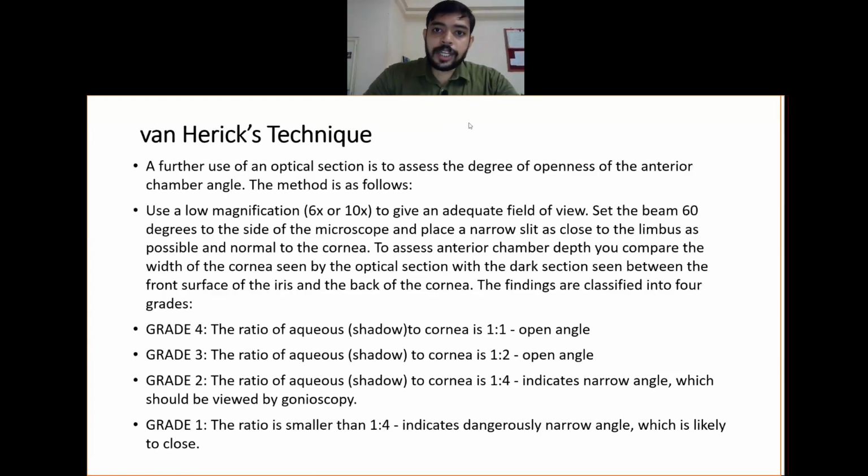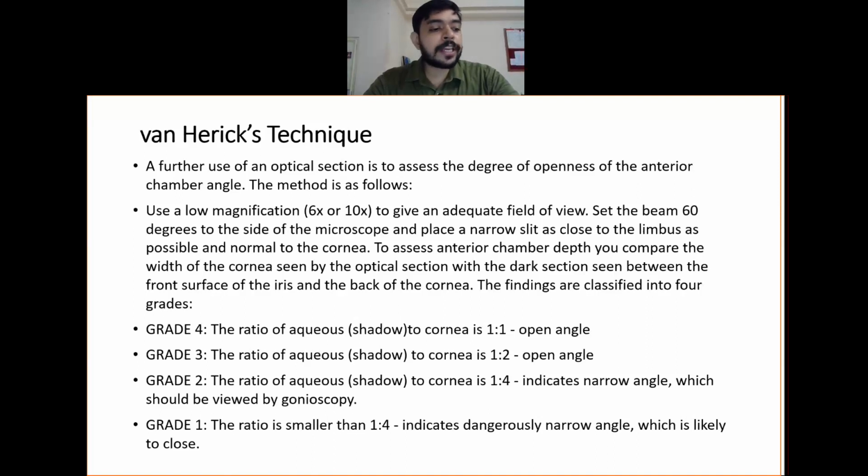Then the next thing we can do with the optic section is the Van Herick technique. So what is the Van Herick technique used for? It is used to observe how the angle of the anterior chamber is. A further use of an optic section is to assess the degree of openness of the anterior chamber angle. The method is as follows.